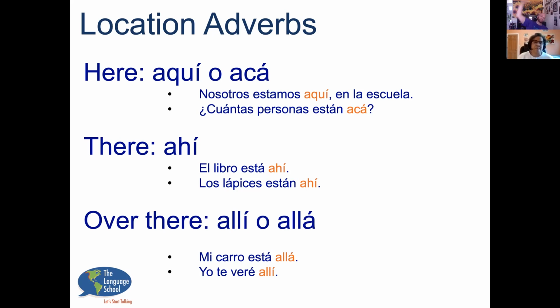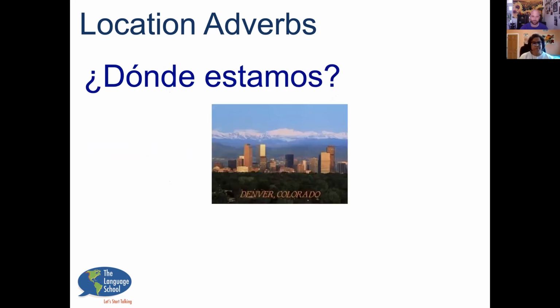Now, if you want to say over there, with the idea that there's more distance between you and the object, or you're in a building and something's outside, or perhaps you're talking to someone on the telephone and you can't literally see what you're talking about, there's the words allí or allá. My experience is most people would again say allá. Mi carro está allá. It's like saying my car's over there. Yo te veré allí. I'll see you over there.